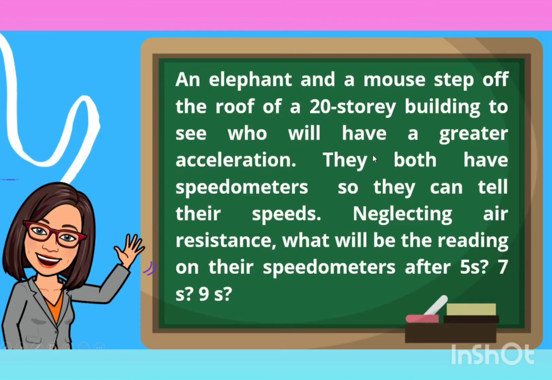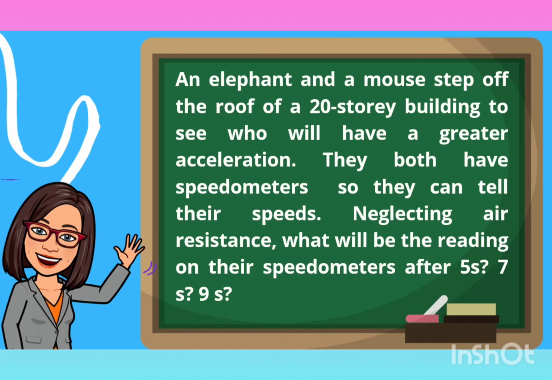I have here a problem. An elephant and a mouse step off the roof of a 20-story building to see who will have a greater acceleration. They both have speedometers so they can tell their speeds. Neglecting air resistance, what will be the reading on their speedometers after 5 seconds, 7 seconds, and 9 seconds?